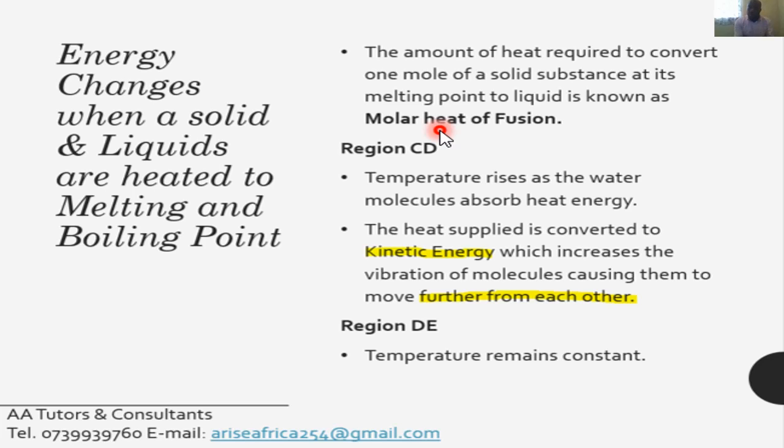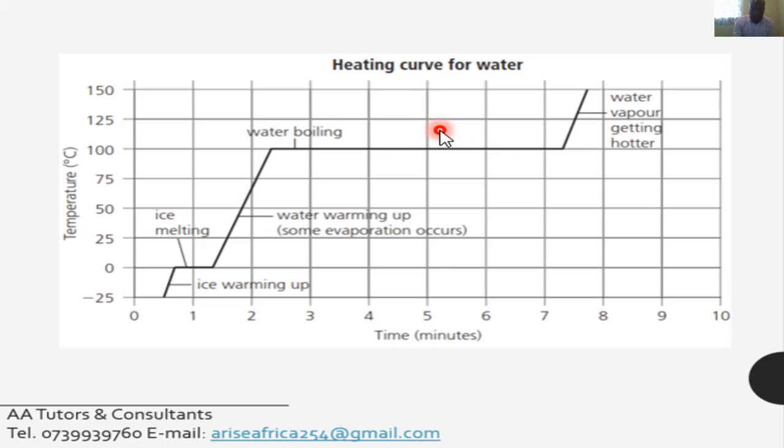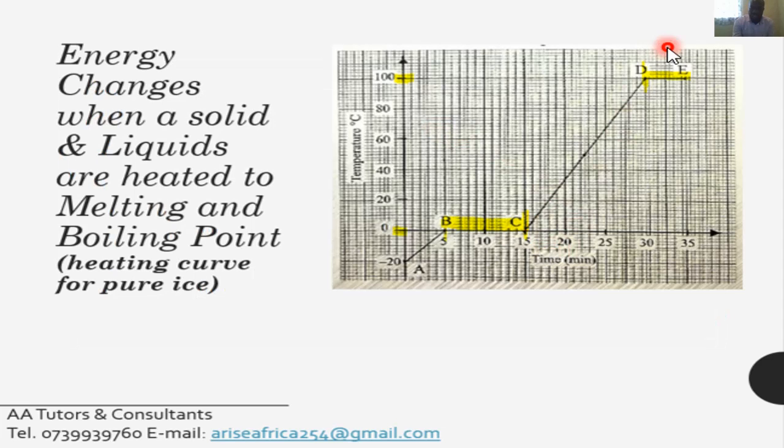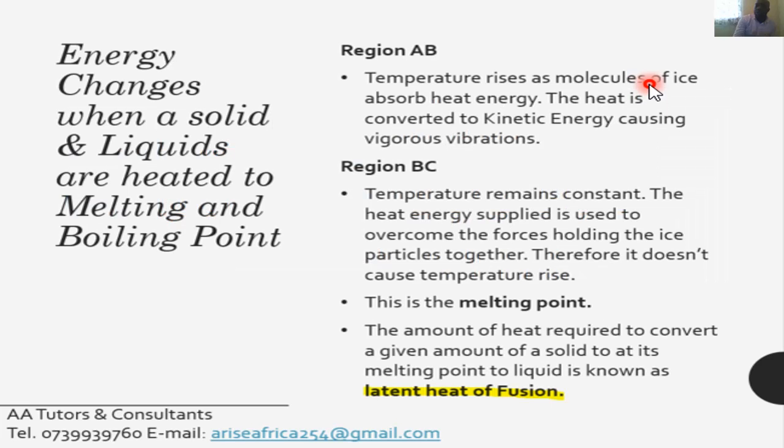Now, if you look at another region, let's pay attention to region CD. It's almost similar to region AB. If it was mathematics, then we would say region AB is similar to region CD. Why? Because in region CD, like in region AB, the temperature rises steadily. Now, why do we observe that?